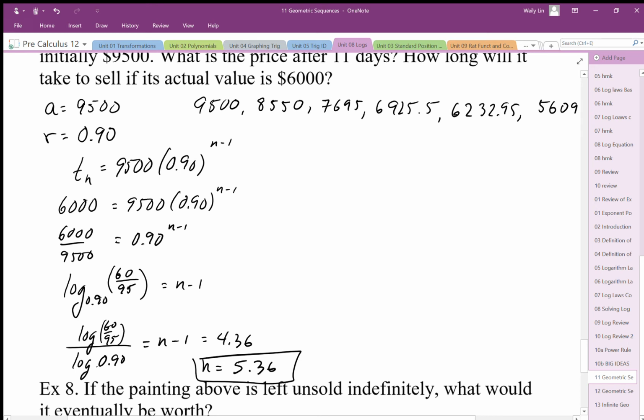Okay, so as a discrete problem, we would probably say n equals 5 if it said at least $6,000. If it said less than $6,000, we would say n equals 6.